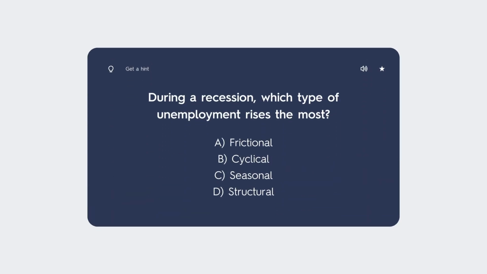Now let's return to our pop quiz. The answer is cyclical unemployment. This type rises in recessions and falls in expansions, following the rhythm of the overall economic activity.